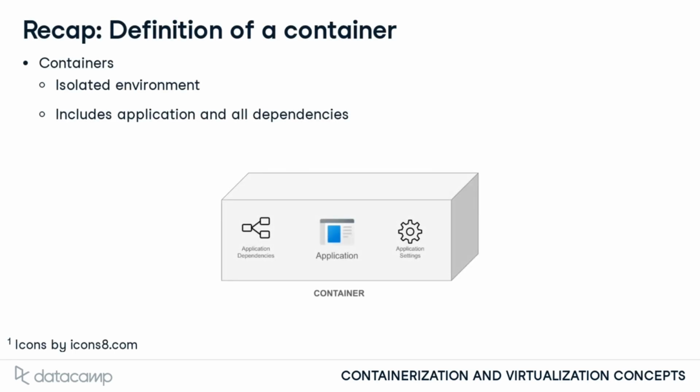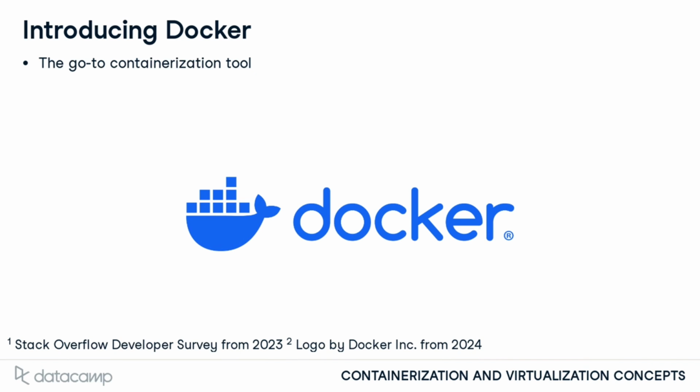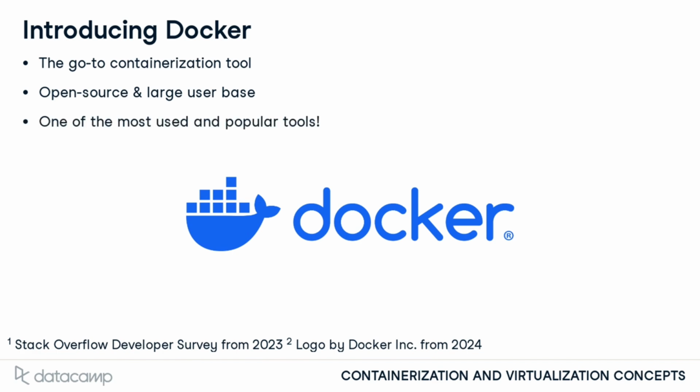To recap, containers provide an isolated environment in which to run an application. They contain everything needed for the application to run smoothly, such as source code, dependencies, and configurations. Docker is the go-to choice for containerization and is open source, meaning its code is freely available for anyone to use, modify, and distribute. Docker has a large user base because it has revolutionized and standardized the way we use containers. According to Stack Overflow, Docker is one of the most used and popular tools out there.